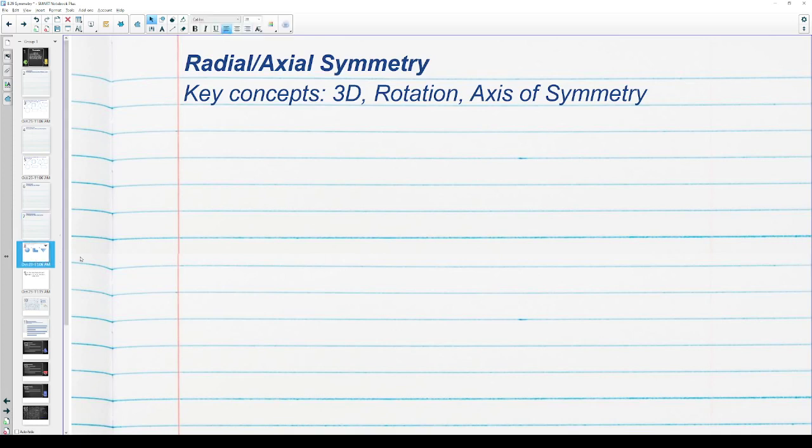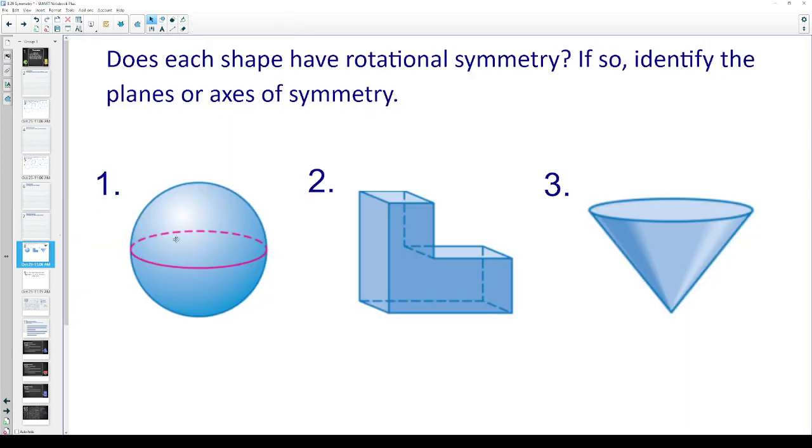So we have some shapes here. Let's look at each of these. This one is a ball. So we want to look at, does it have radial symmetry? This should say radial, not rotational. And we want to identify if it has plane symmetry or radial symmetry, what are the planes or axes of symmetry?